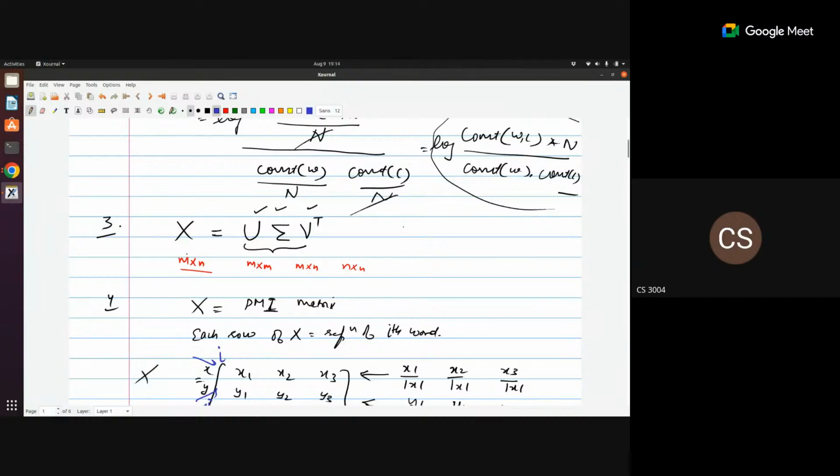If we take the K rank approximation, how do things change? When we take a rank approximation of X, X actually remains M cross N. However, we'll take only the M rows and K columns of U, so this becomes M cross K. From sigma, we'll take the top K singular values, and from V transpose, we take K rows, so it becomes K cross N. So these are going to be the dimensions.